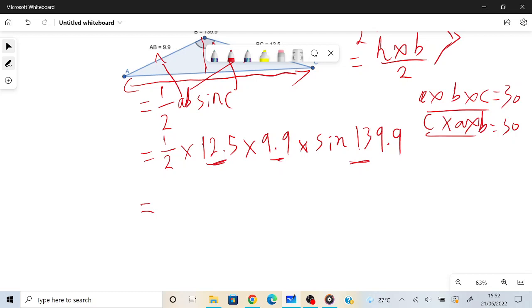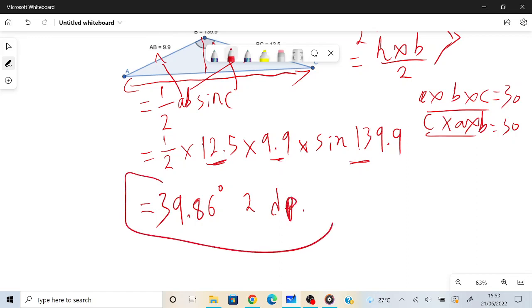This is 39.86 degrees to 2 decimal places. And that is the answer to that question as well.